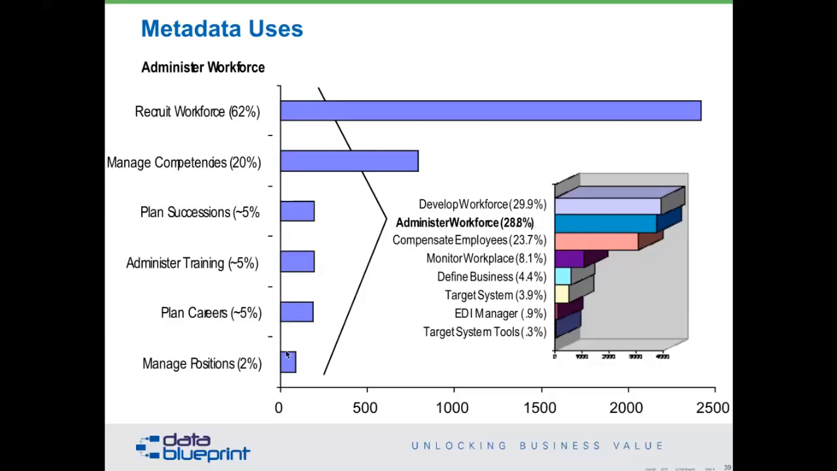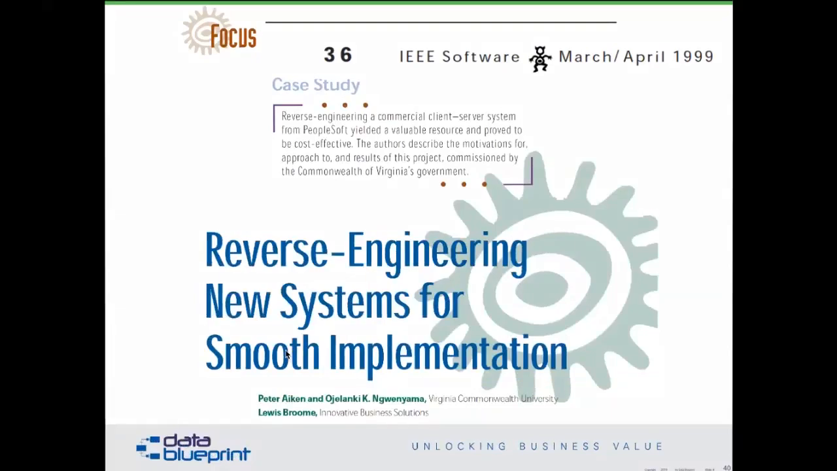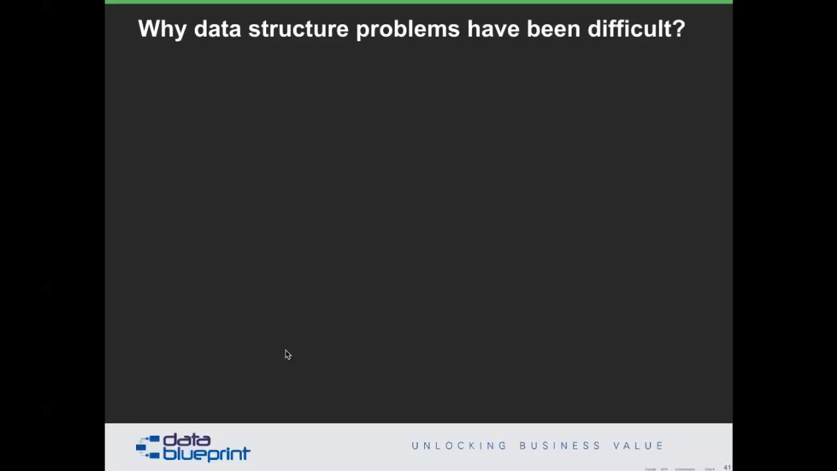Now, all I'm doing here is counting the number of components in each of these systems. It's not a great representation, but if I don't know anything at all about the package, I can tell a lot from looking at the metadata. We've used this in a number of different ways and really understood particularly that there's a lot of ways in which we take care of all of these data structure problems.